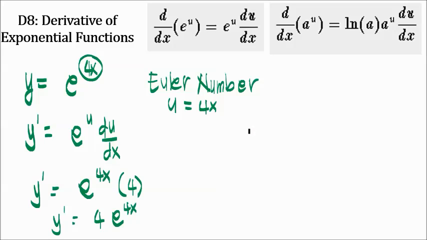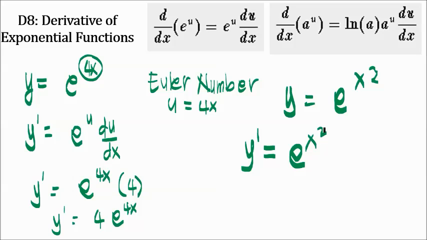Another one, y is equal to e raised to x squared, for example. So our y prime is equal to, just follow the formula. So copy e raised to x squared. Then the derivative of x squared is just 2x raised to 1. So y prime is equal to 2x e raised to x squared. Is that clear? Yes, sir.